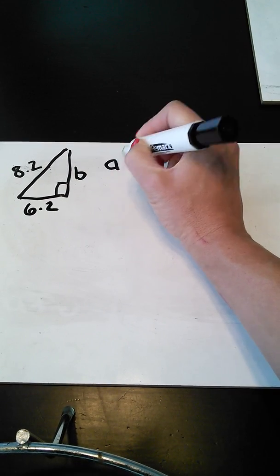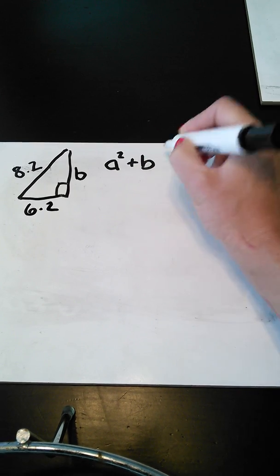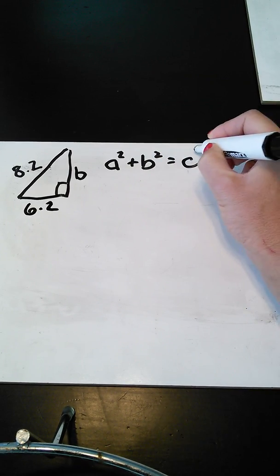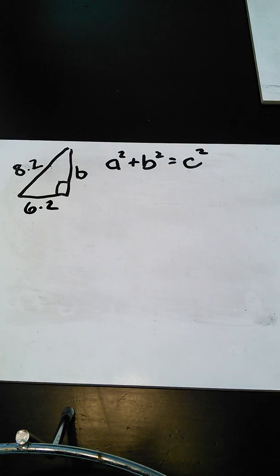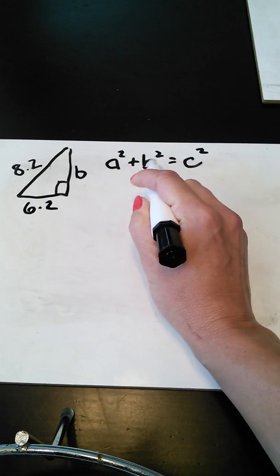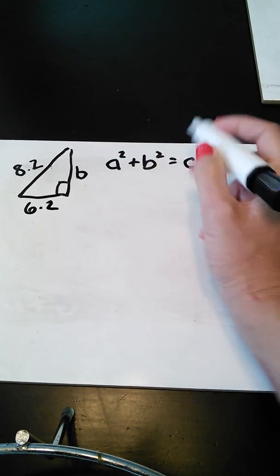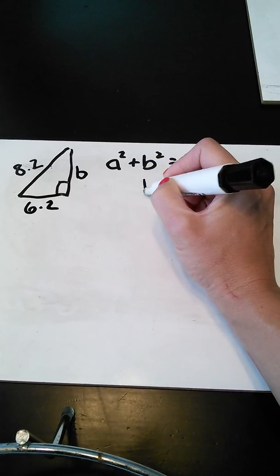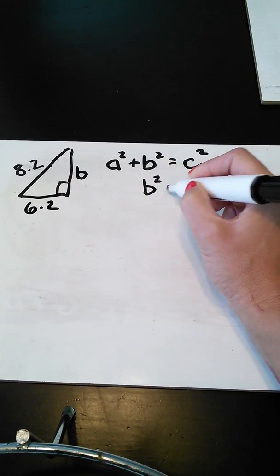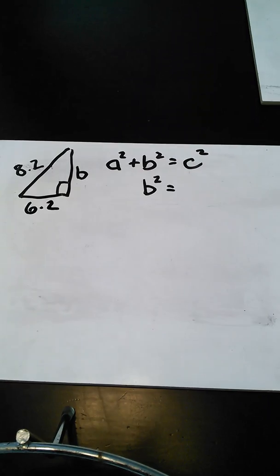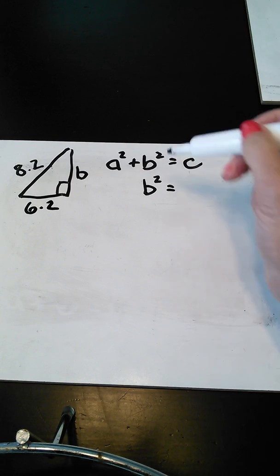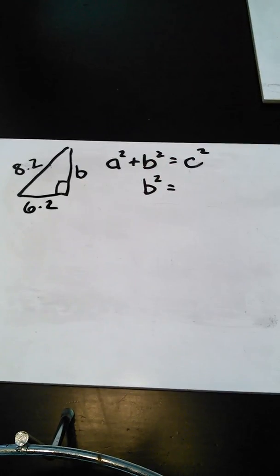So let's figure it out by using our formula. I start with my formula, a squared plus b squared equals c squared. Now, in this case, we are trying to find out what b is, the unknown b. So I'm going to take my b squared and isolate that. I'm going to rearrange the formula first before I start plugging things in.